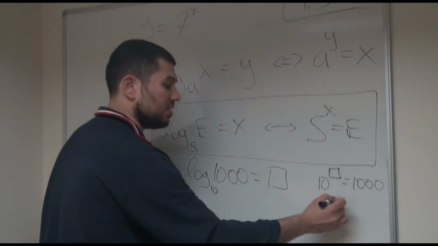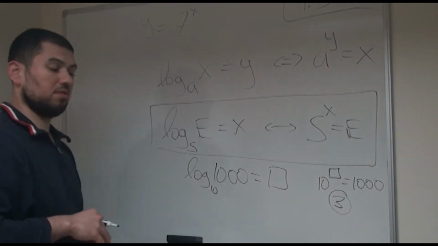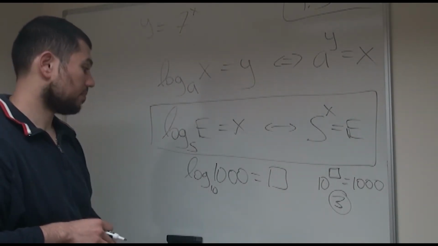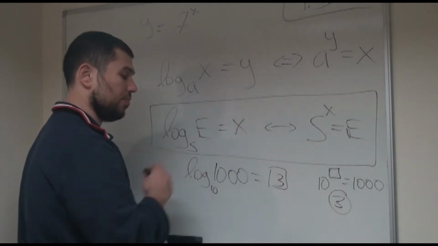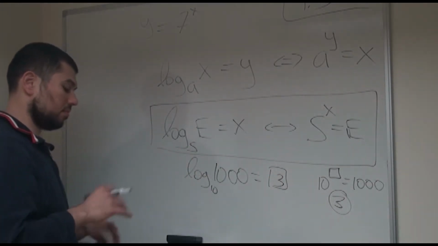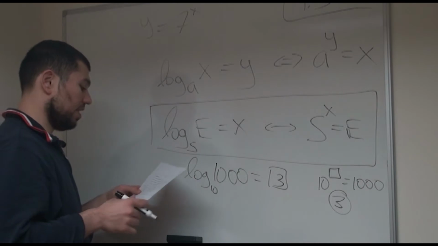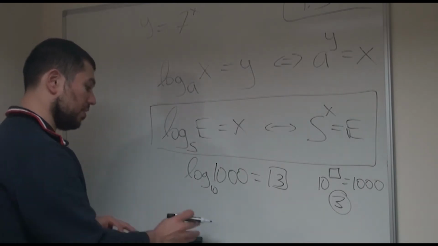The answer is 10 to the third power gives you 1,000. So the answer would be 3. So log to the base 10 of 1,000 would be 3. Another problem, log to the base 2 of 32.